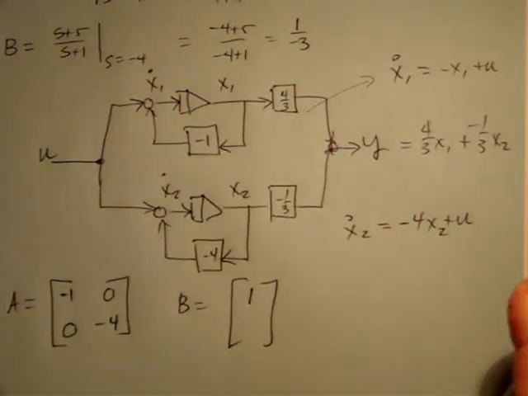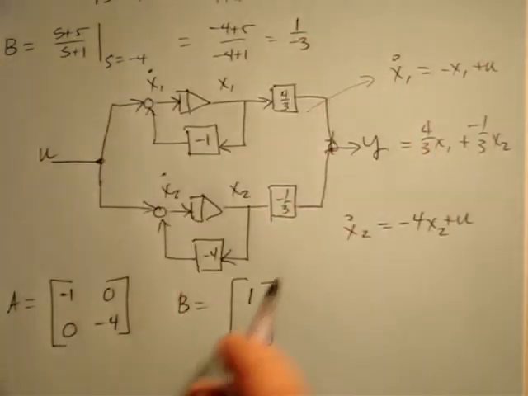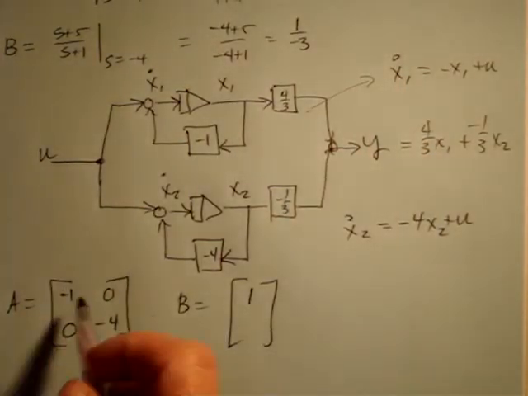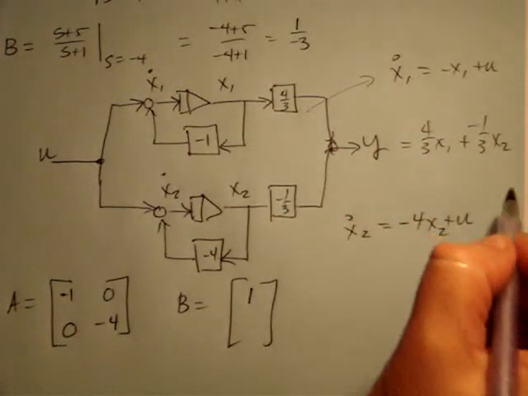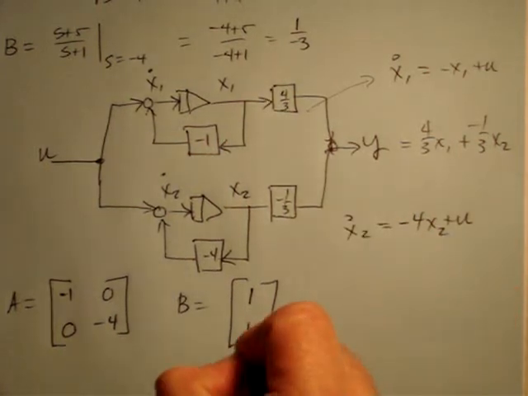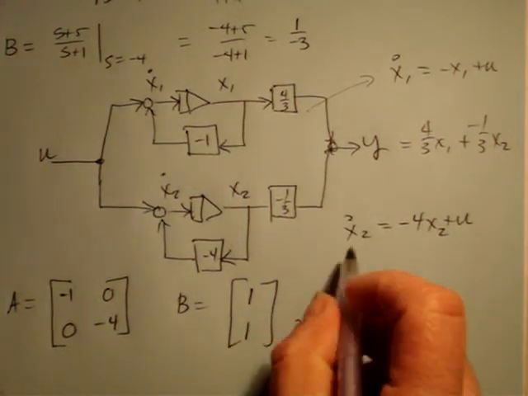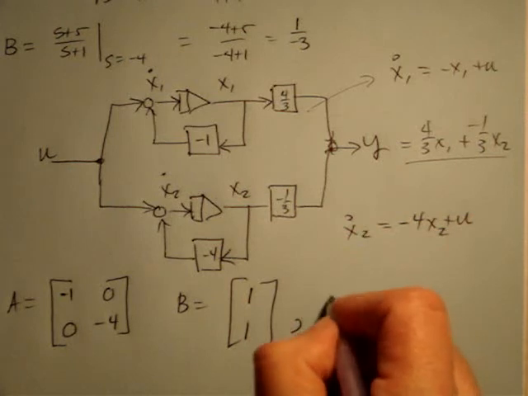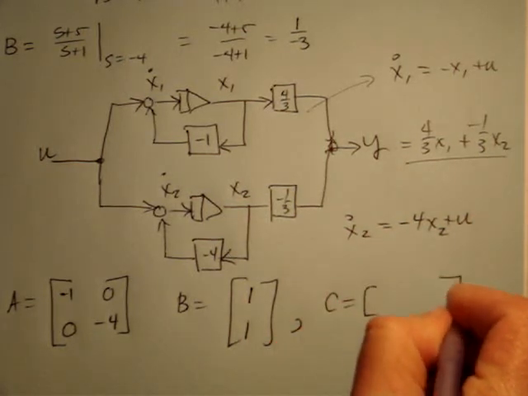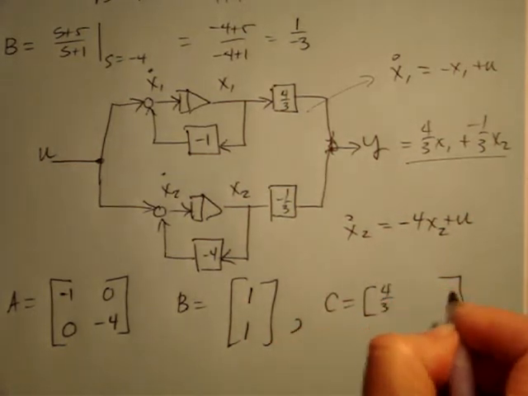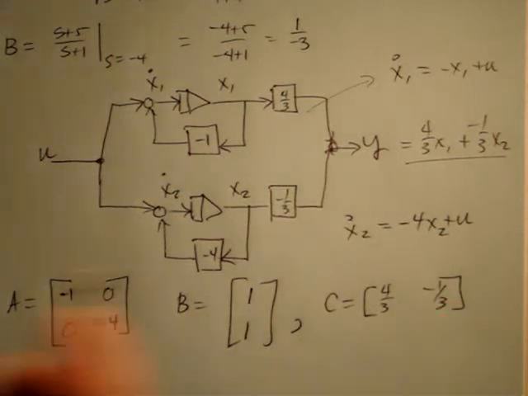This method is nice because the partial fraction method takes a little work doing the partial fractions, but then it gives you the Jordan form. And then the u is just a coefficient of 1. The output equation is right here, so C is 4/3 x1 and -1/3 x2. Okay, so there's number 1.